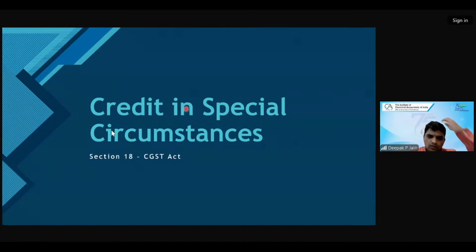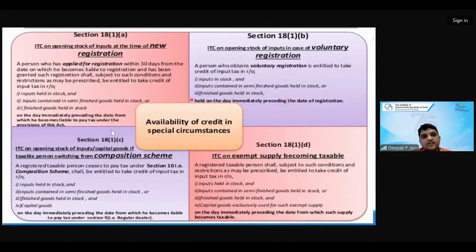Okay. So now what happens in terms of input tax? You claim the credit under 16. Whatever is reversal, you have done reversal under 17. Now we'll come to 18. Section 18 says that in special circumstances, you have to claim the credit or reverse the credit.